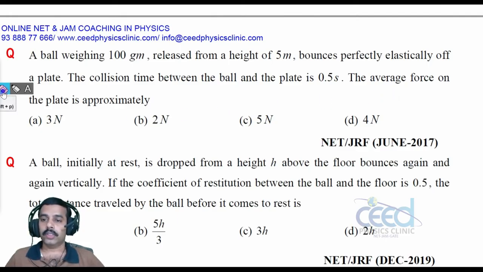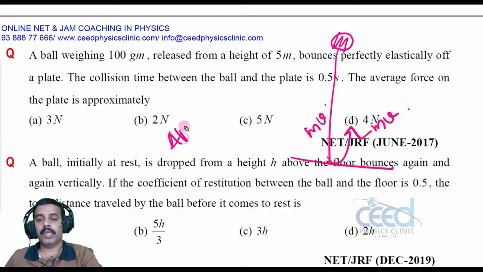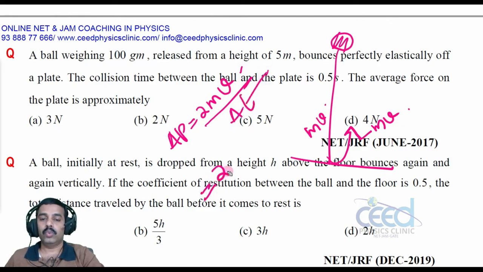So in this question, a ball is hit on a plate, and it comes with a momentum mv and leaves with a momentum minus mv. So what is the change in momentum? mv minus (minus mv), that is 2mv, divided by delta t, that is 2m into what is this velocity? It is root 2gh, right?